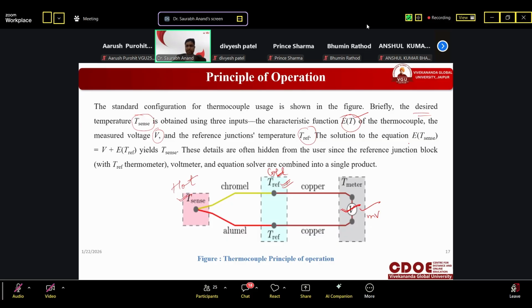So it is shown as E(T sense) is equal to the voltage, that is this voltmeter, plus E(T reference). So this is equal to this plus this. You can write it. So this is the equation of the thermocouple. Depending upon the operation, we can write the equation also.